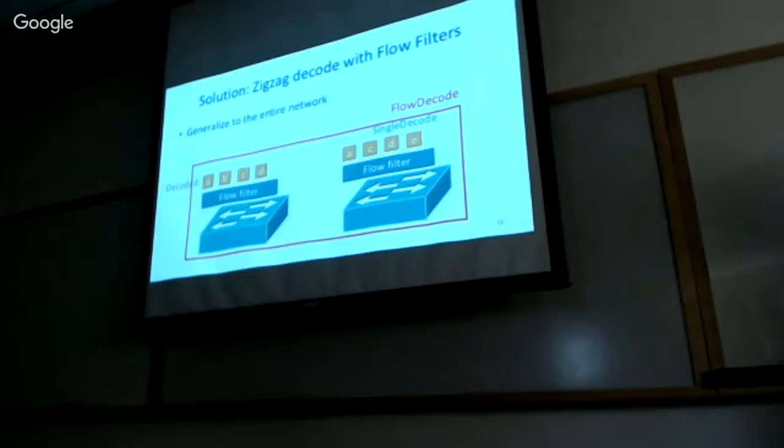This solution can be generalized to the entire network. We don't need any routing information because we use the flow filter to test which hops a flow appears at. And because this solution works no matter how many switches we deploy, it supports incremental deployment.